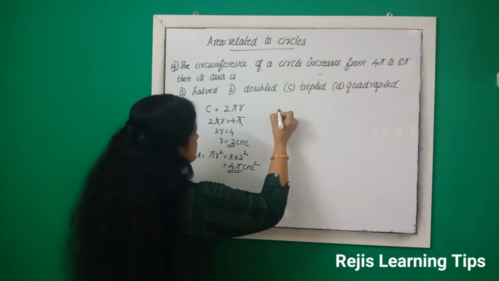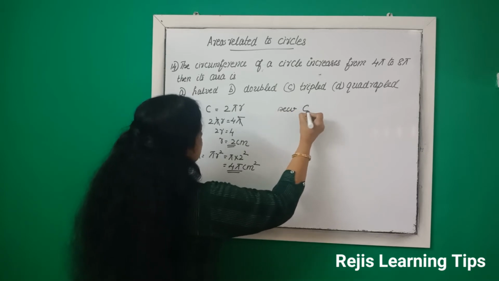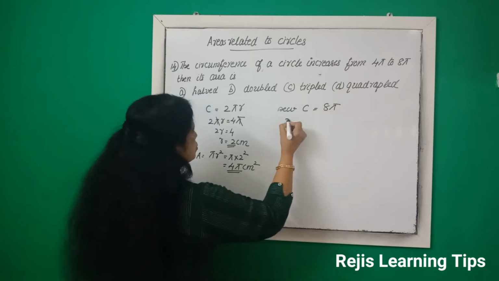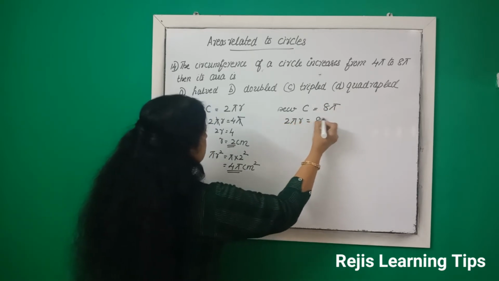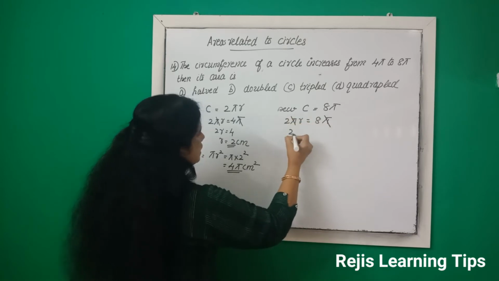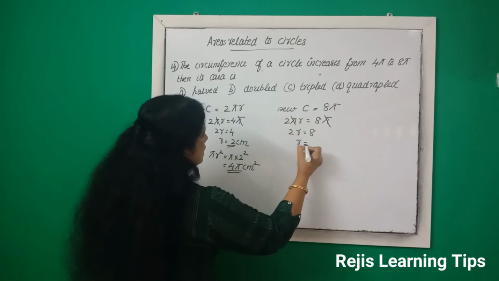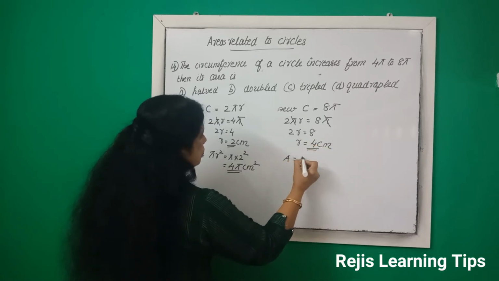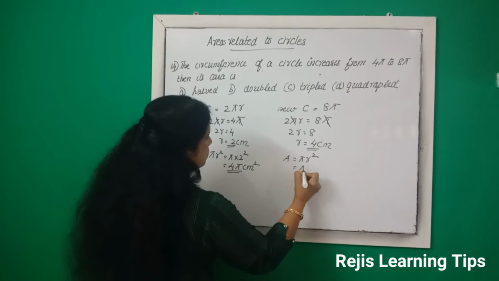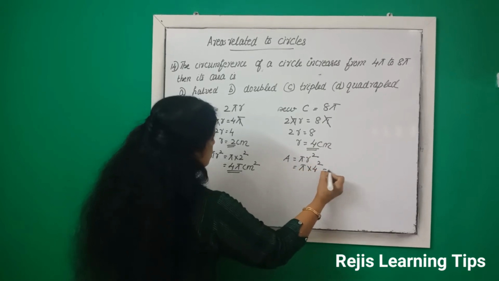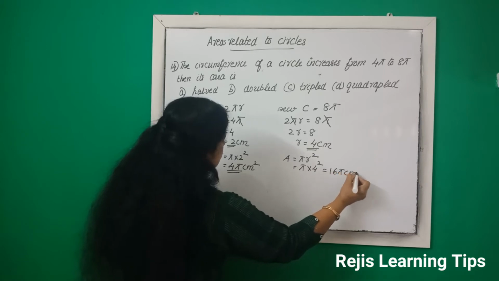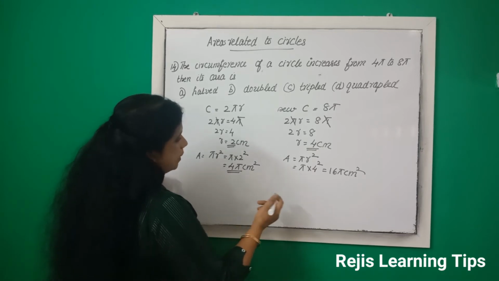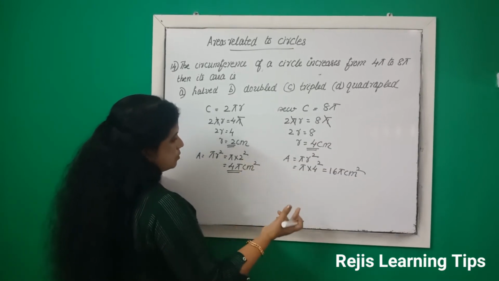Then the circumference of a circle increases from 4 pi to 8 pi. The new circumference is equal to 8 pi. That is 2 pi r is equal to 8 pi. We can cancel the pi and pi. Then 2r is equal to 8. So r is equal to 4 centimeter. Then area is equal to pi r square, that is equal to pi into 4 square, that is equal to 16 pi centimeter square.